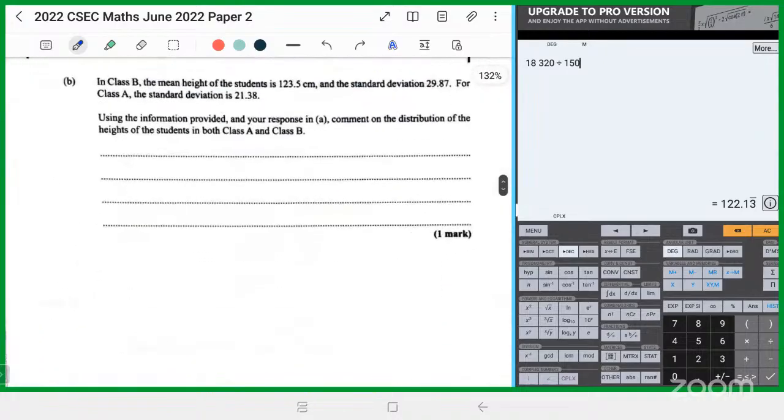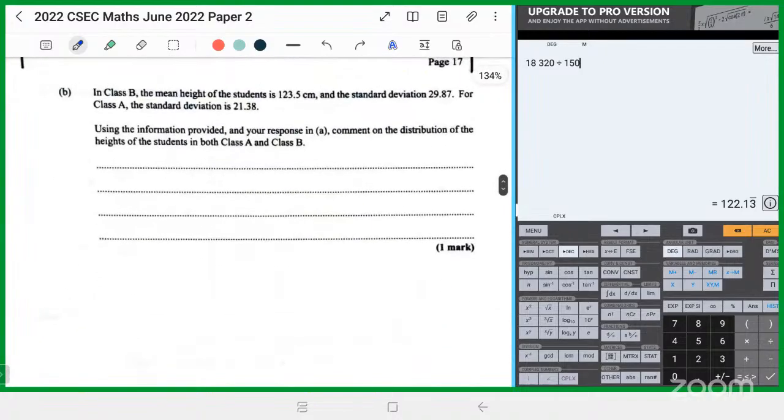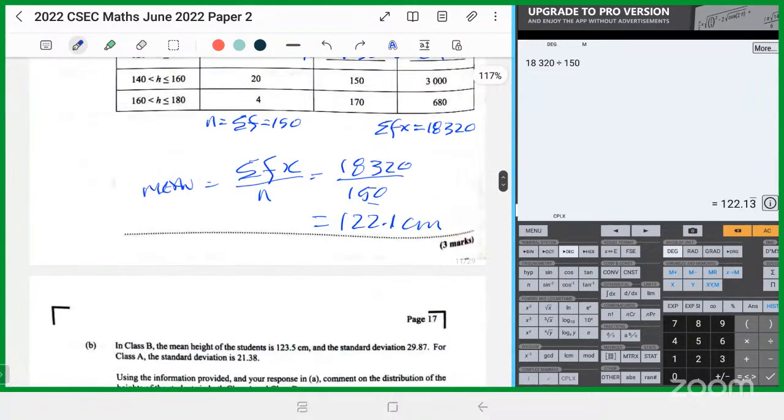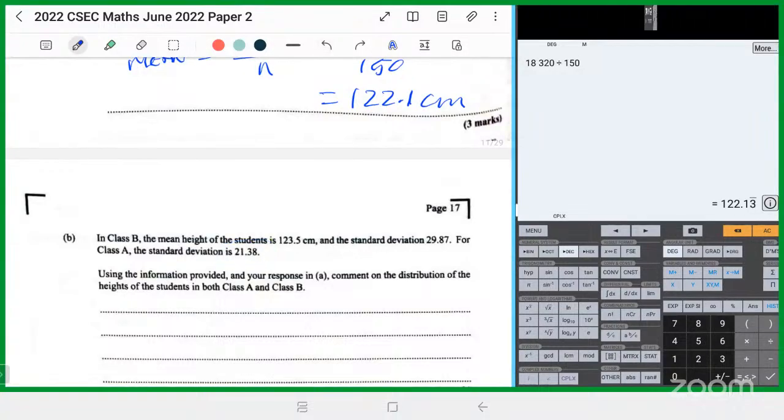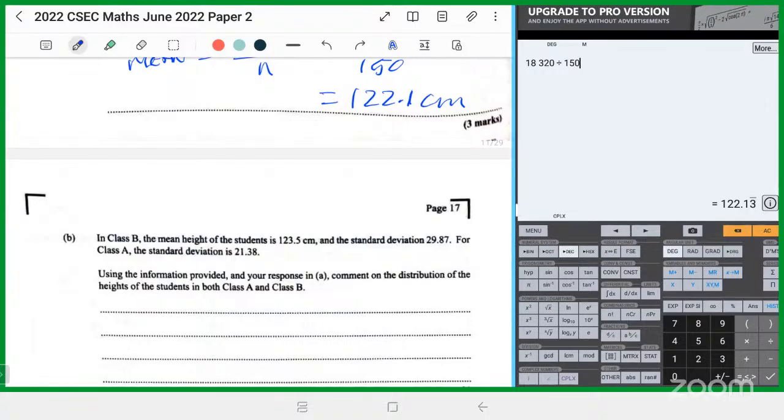Now it says that in class B, the mean height of the students is 123.5. That's higher than this one, right? And the standard deviation is 29.87. It says for group A, the standard deviation is 21.8. This is something that I have not yet covered in class, but this is the extent to which CSEC will ask a question using standard deviation.